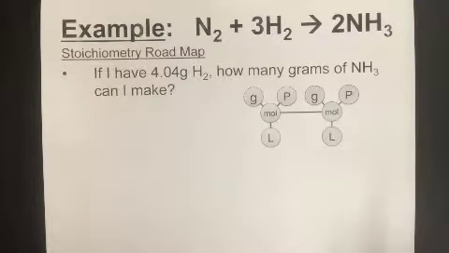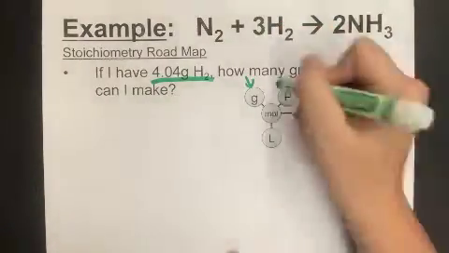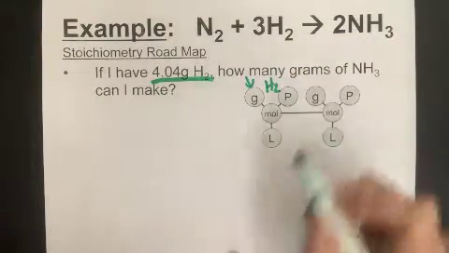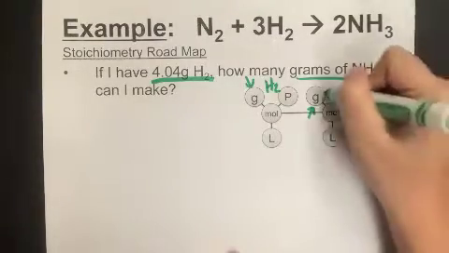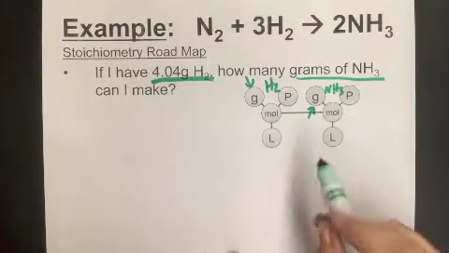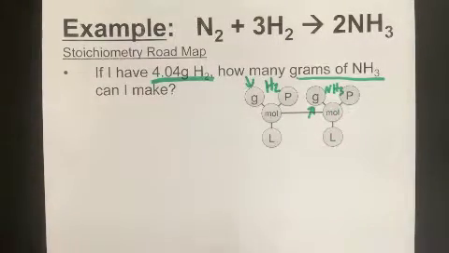Just like we've been doing the whole time for this unit, figure out your starting point and your ending point. In this case, we're starting with 4.04 grams of H2. So we are starting here, grams of H2. What is the question asking for? Grams of NH3. So we need to get to grams of NH3. Just like with the regular map, you have to follow along the roads to get to where you're going.